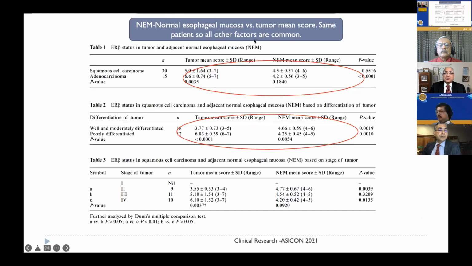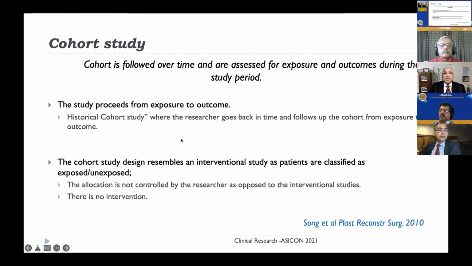So because it is the same patient, this was a different type of case control study. The estrogen receptor status, beta, and all those things were studied in this study. As opposed to a case control study, which is a retrospective study, where you have to get it from a database, we have the cohort study, where a cohort is actually followed over a period of time.